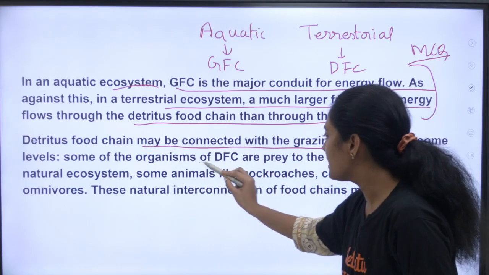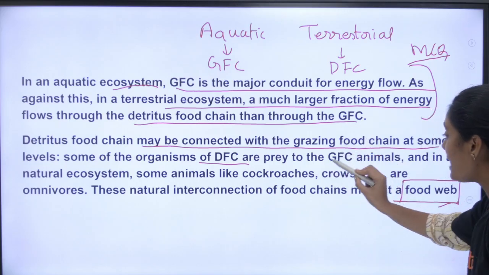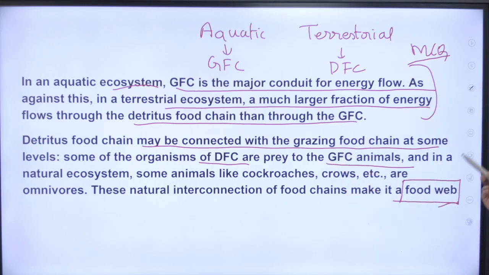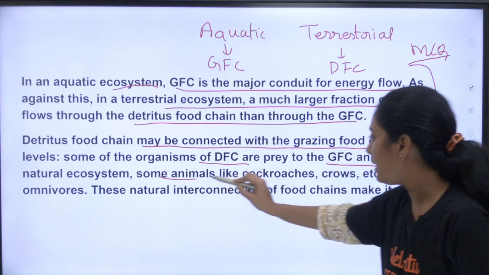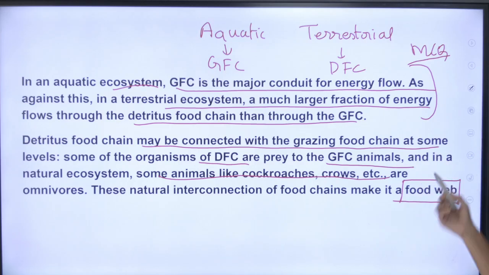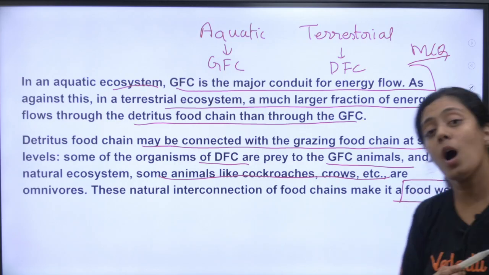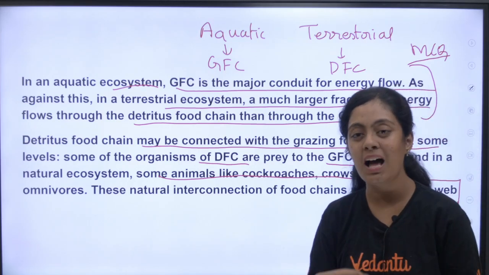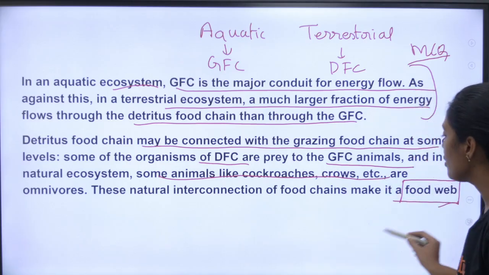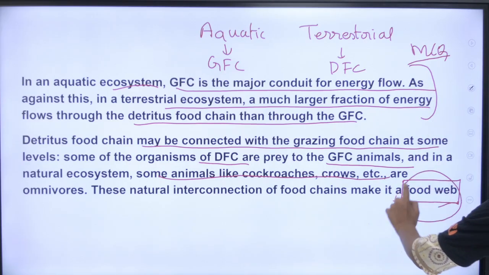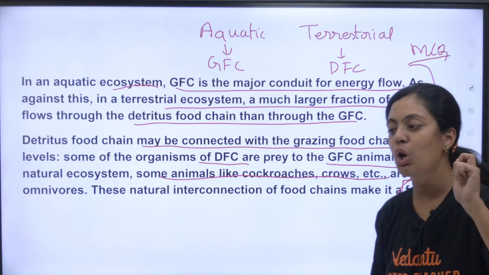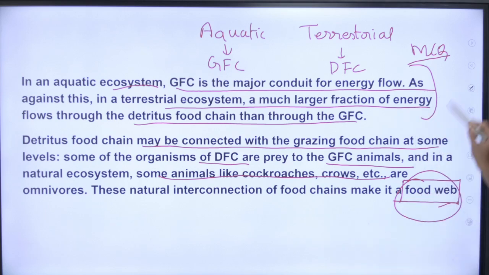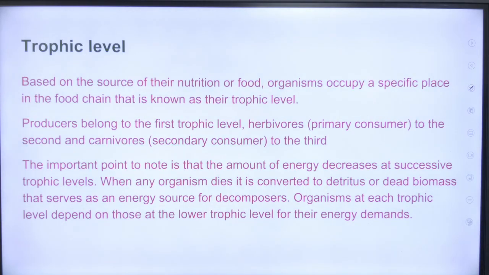Some of the organisms of the detritus food chain are prey to the grazing food chain animals, and in a natural ecosystem, some animals like cockroaches and crows are omnivores, okay. They eat both plants and animals. This natural interconnection is what we call a food web, pasangala. A very important point. Yes. Now let's talk about trophic level.